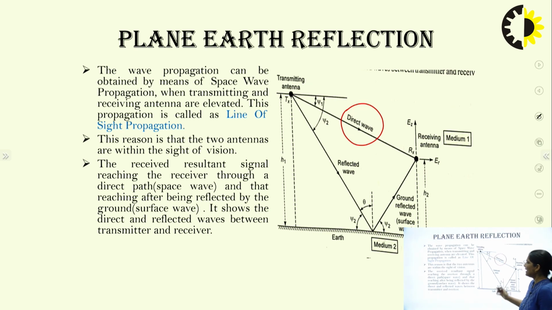This one point you should also remember: wave propagation can be obtained by means of space wave propagation when the transmitting and receiving antennas are elevated. This propagation is known as line of sight propagation, and the reason is that the two antennas are within the sight of vision.